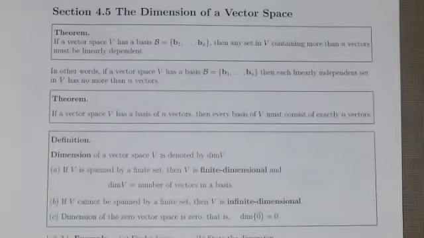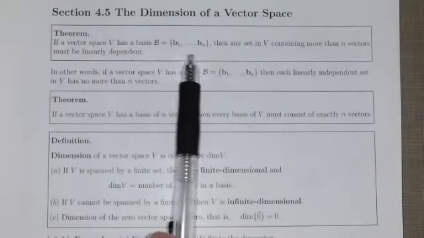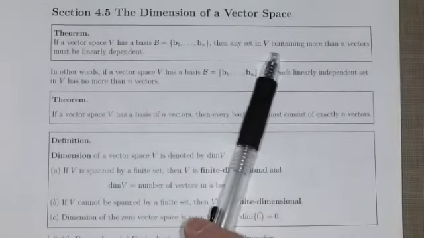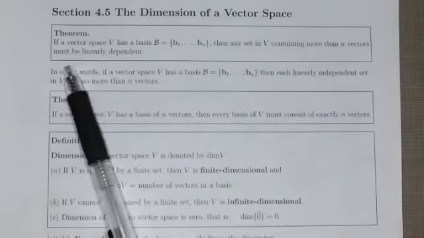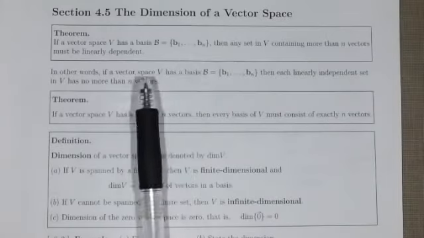Section 4.4, the dimension of the vector space. So we have the first theorem: let the vector space V have the basis B1 through Bn, then any set in V containing more than n vectors must be linearly dependent. I think we've done this already.